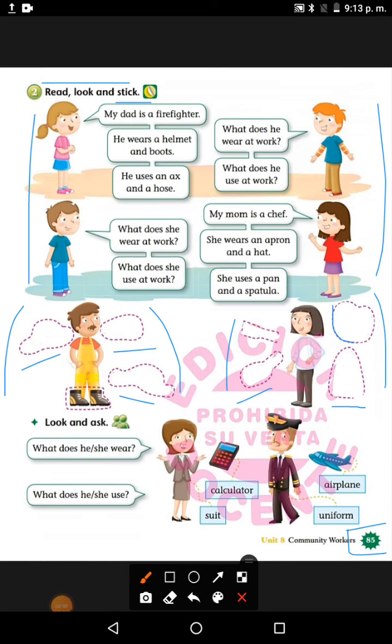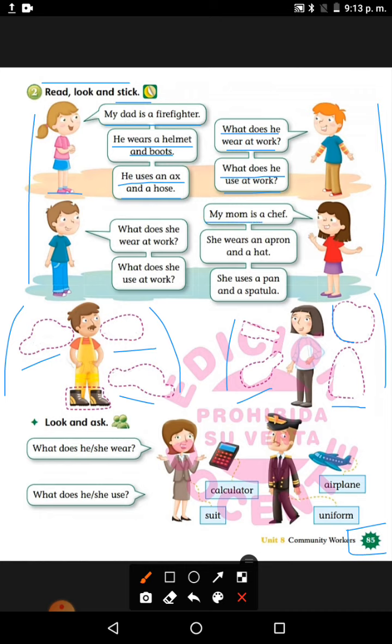Well, let's repeat the dialogues, okay? I'm going to start and you are going to repeat after me at home, okay? We are going to start with this girl, and she says, "My dad is a firefighter. What does he wear at work?" "He wears a helmet and boots." "What does he use at work?" "He uses an axe and a hose."